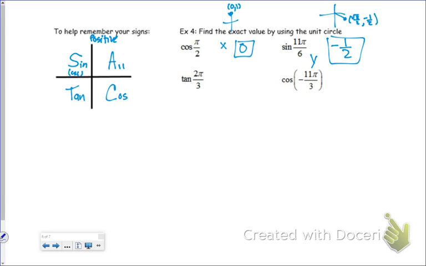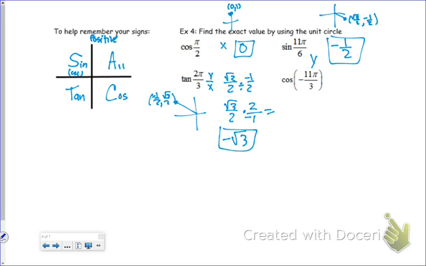Tangent of 2 pi over 3. So I would look at my circle at 2 pi over 3, and I would find those coordinates. So that one should be negative 1/2, root 3 over 2. Tangent is y divided by x. So this is root 3 over 2 divided by negative 1/2. So when I divide, oops, that should say divided by, I haven't multiplied yet. I'm going to flip my second and multiply. The 2's cancel, and I'm left with negative root 3.